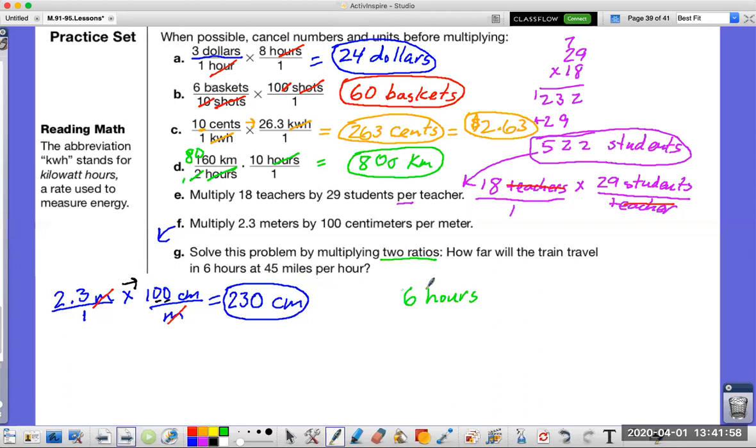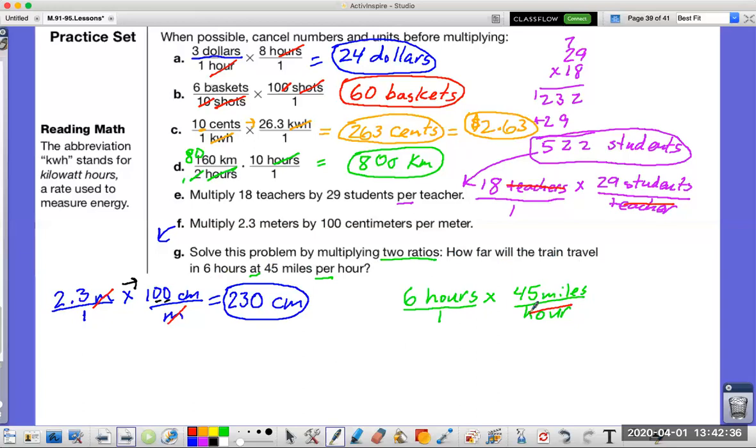So in this case, I have to multiply. The word at is similar to multiplication, and this remains per. So I've got 45 miles per hour. And then to make this a ratio, I just put it over 1. 6 hours divided by 1 is the same as 6 hours. There's my equation. How far will the train travel in 6 hours at 45 miles per hour?